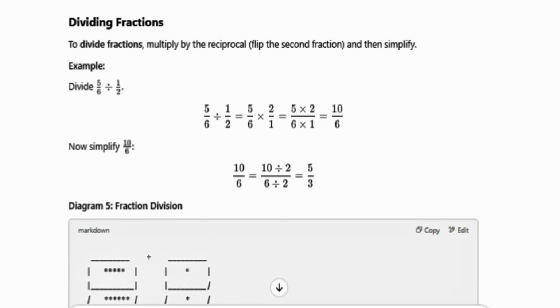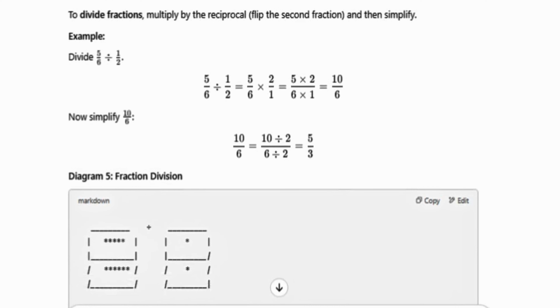Now, simplify 10/6 by dividing both the numerator and denominator by 2. 10/6 equals (10 divided by 2)/(6 divided by 2), which equals 5/3. So the result is 5/3.